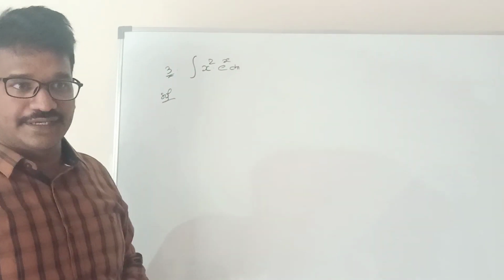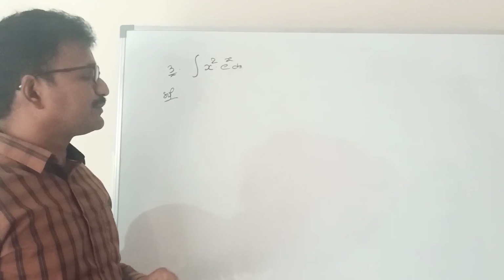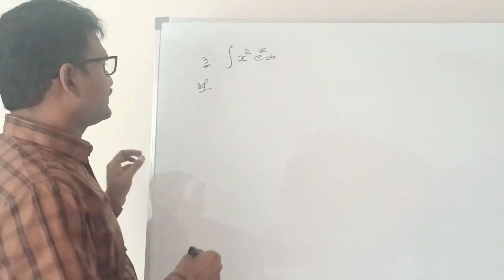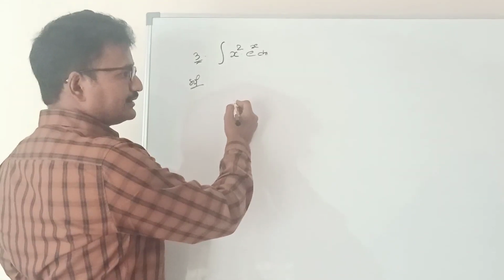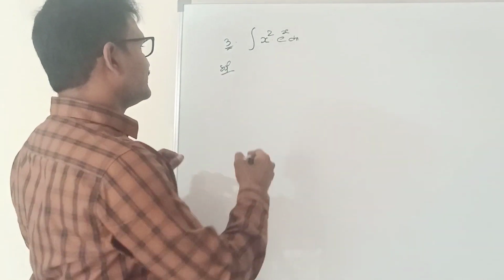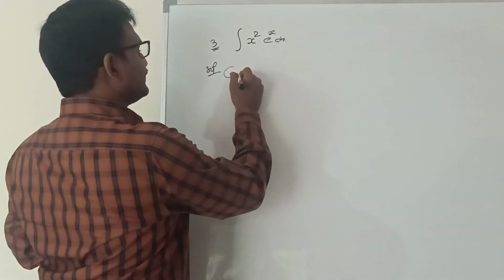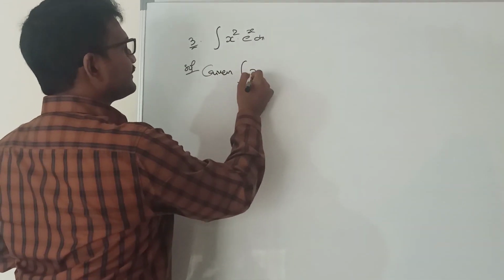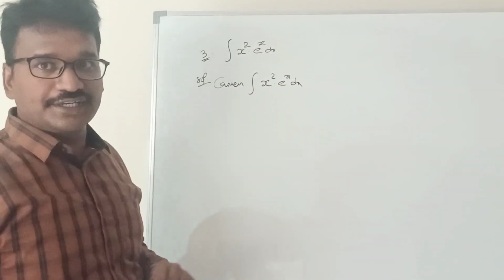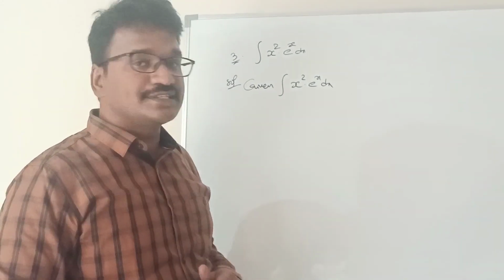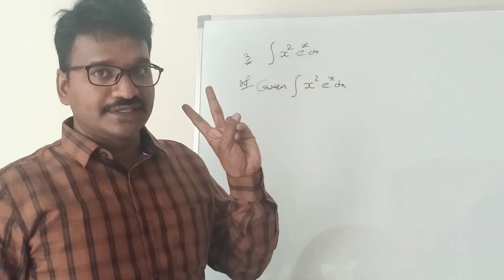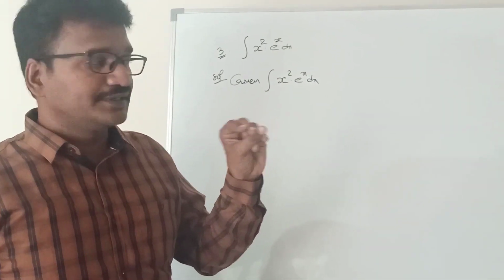Integration of x square into e power x is there. Product of two functions is there. If product of two functions is there, then how to integrate? By using the concept called integration by parts. So here, what is given? Integral of x square into e power x dx. In integration by parts, the first step is selection of f of x and selection of g of x.